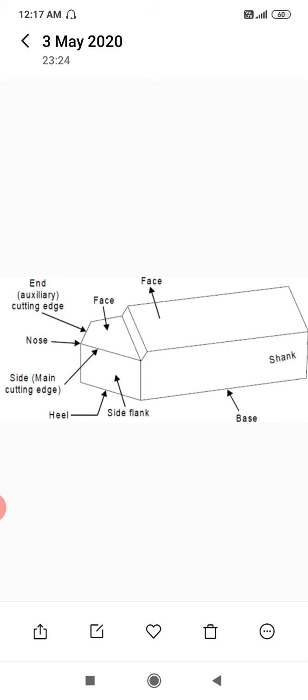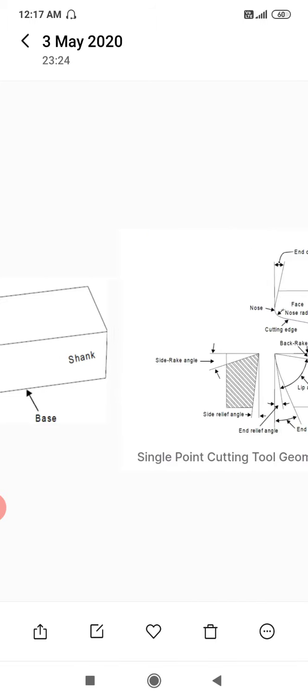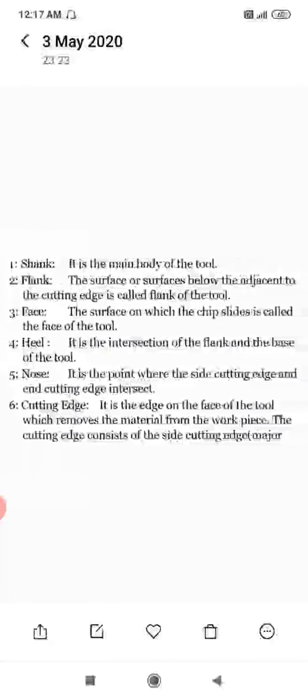Parts are elements. The first part, shank. It is the main body of the tool which is not ground. The second part, flank. The cutting tool surface facing the work material is known as flank. There are two types, end flank and side flank.